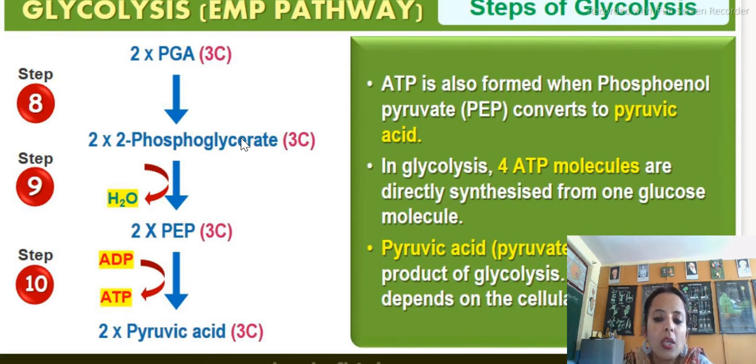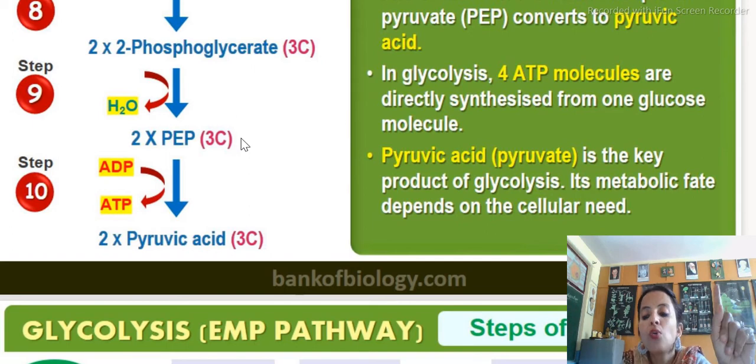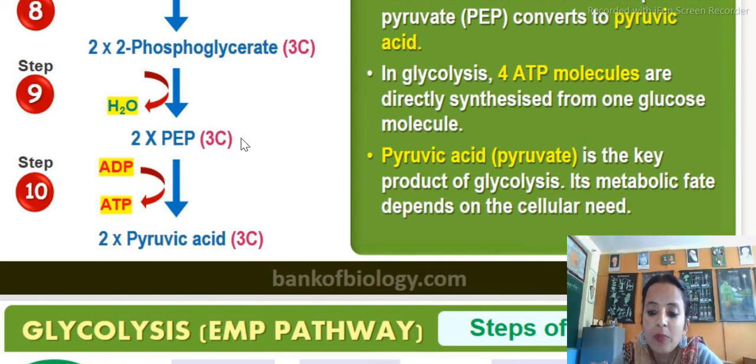In glycolysis, students, four ATP molecules are directly synthesized from one glucose molecule, and pyruvic acid is the key product of glycolysis. One glucose molecule will give how many pyruvic acid? Two pyruvic acid. And after that, we will start with the Krebs cycle in case of aerobic organisms.